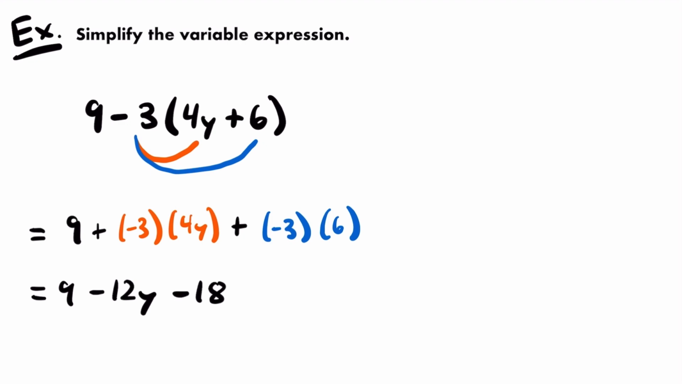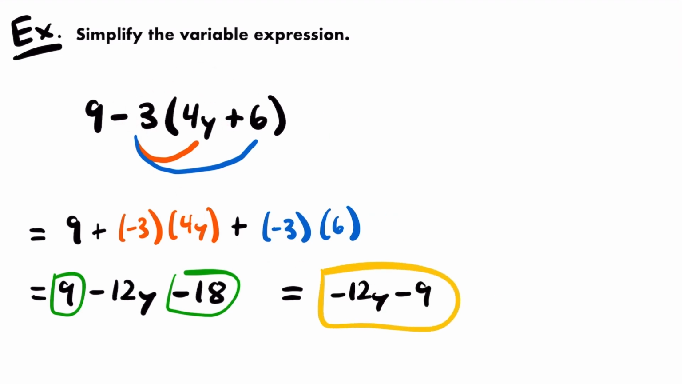But now we're not quite done yet. We do have some like terms. Specifically, we have two constants that can be combined. 9 and negative 18 you could add together to be negative 9. So our final answer here would be negative 12y minus 9. That is the simplified form of this variable expression.